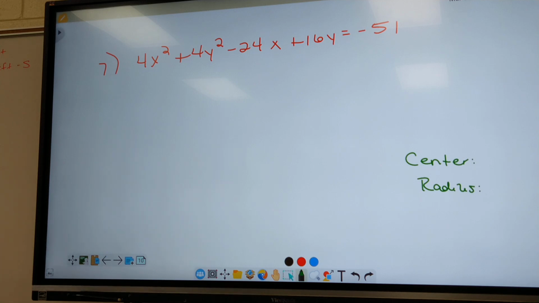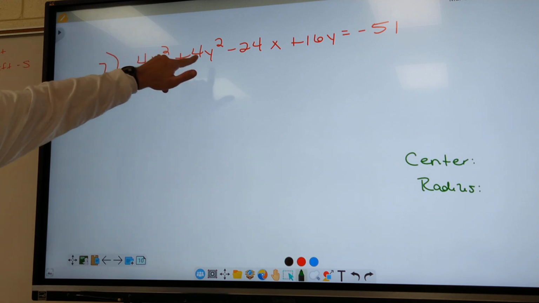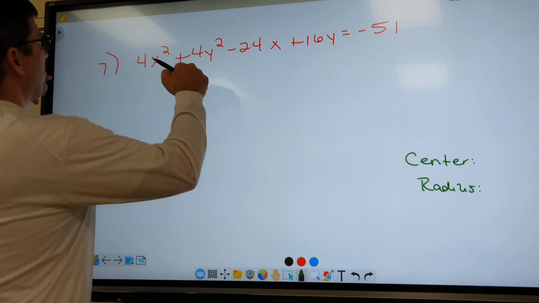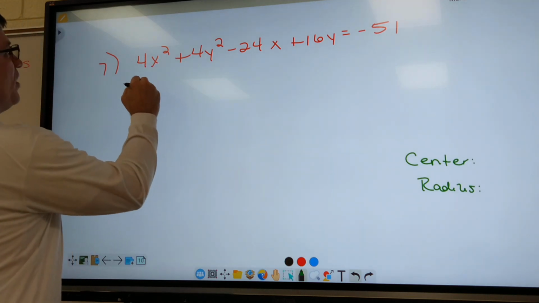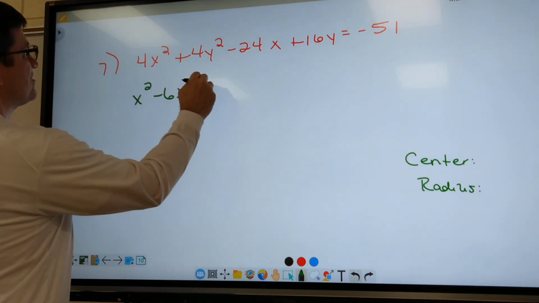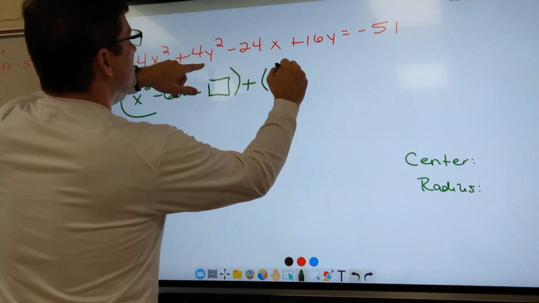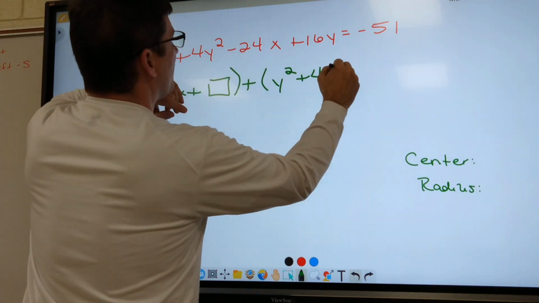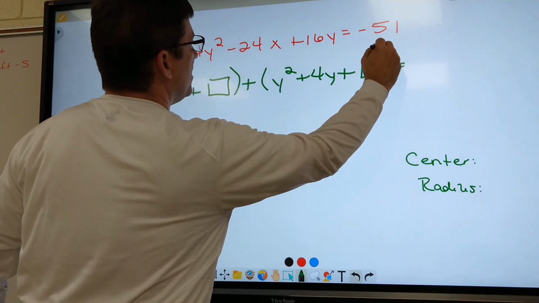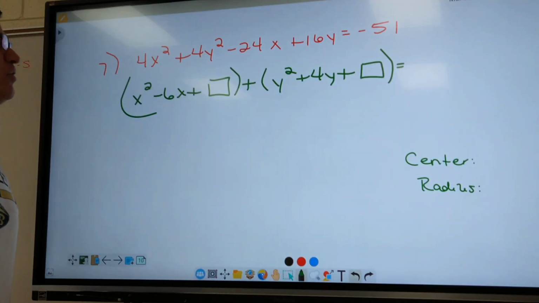On number 7, what are we going to divide everything by first before I put them into groups? 4. Yeah. For right now, I'm going to make these numbers the same. So we divide everything by 4. So that's going to be x squared minus 6x in your box. It's going to be y squared plus 4y in your box. All right, I'm going to need some help. Somebody divide negative 51 divided by 4.